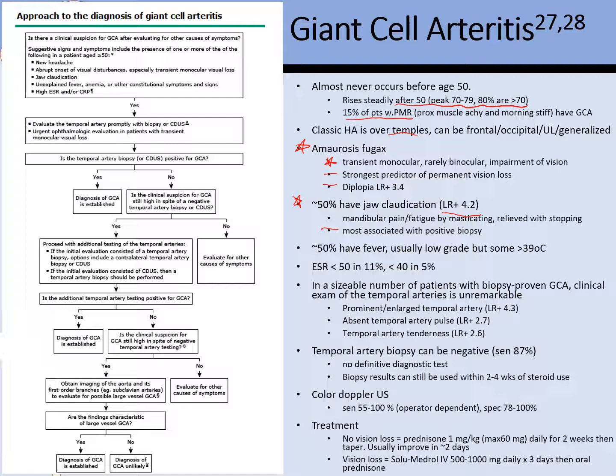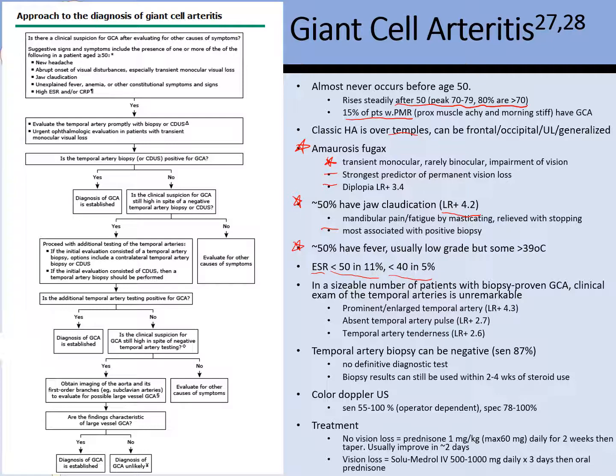Since this is an inflammatory condition, they typically have constitutional or flu-like symptoms with a low-grade fever. Typically, our diagnostic test of choice in the ED is an ESR, which in a lot of conditions has a high sensitivity but low specificity. However, this is not so true in GCA, as it can commonly be negative, where 11% of patients have a level below 50 and 5% below 40.